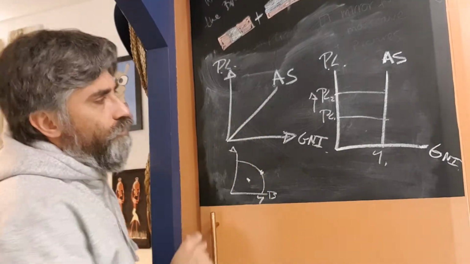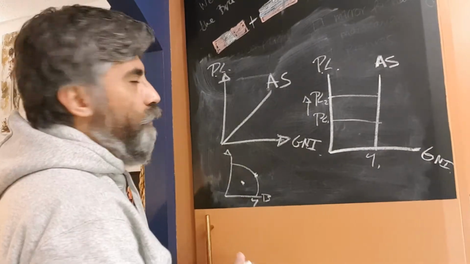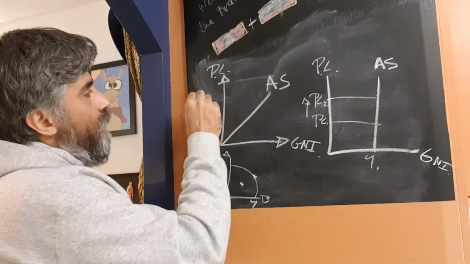So now let's look at shifts. A shift in the short run is caused due to three main reasons. One is flexibility of labor.